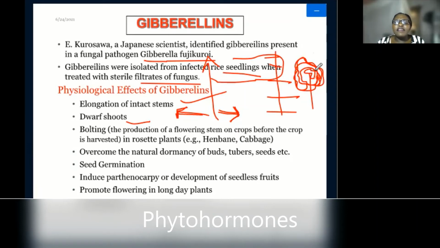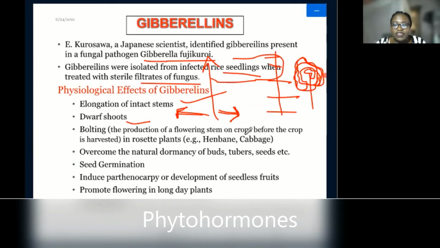And these days we have such interventions in biotechnology. Like when you talk about coffee, the new brands of coffee, those coffee plants are actually not growing very tall. You can just pick coffee very easily because of the dwarfing of shoots by such PGR that is being applied artificially.